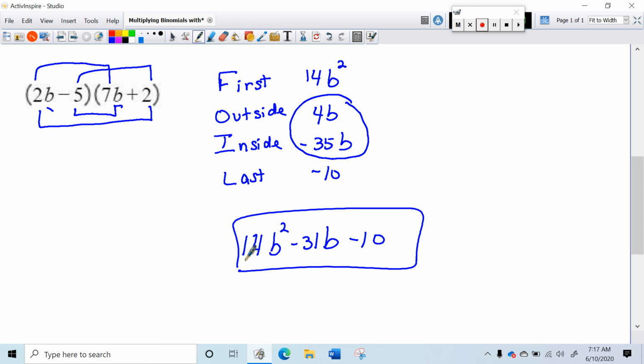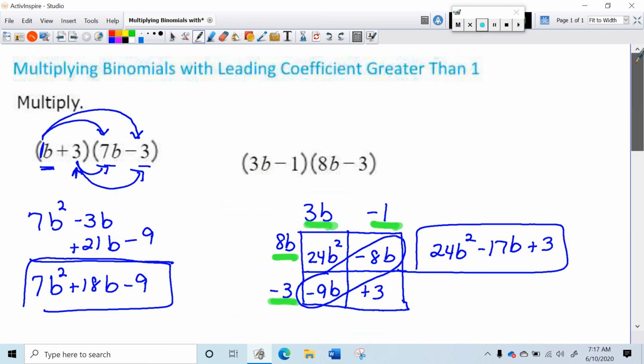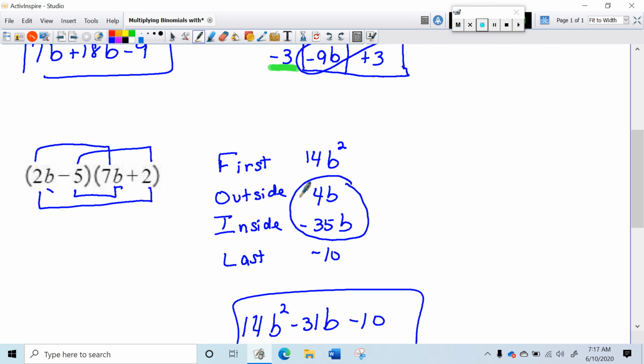the answer. So those are the three methods: distributive property, Punnett square, and FOIL method. You can choose which one you prefer, and you use these methods for binomials, where you have two numbers in a set of parentheses, followed by two numbers in a set of parentheses.